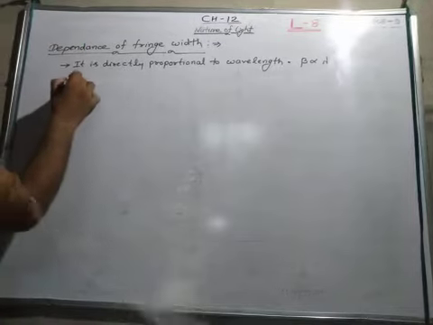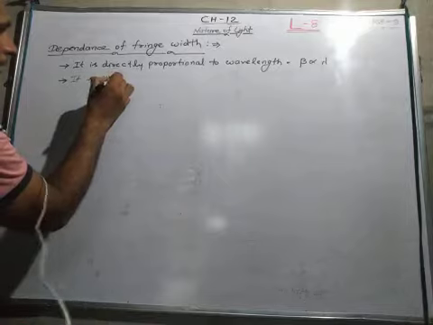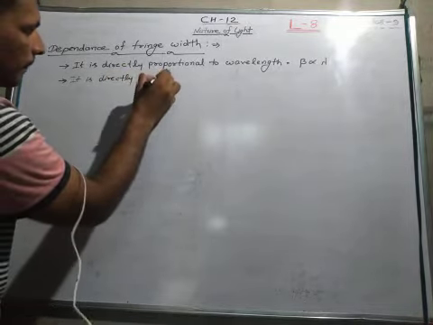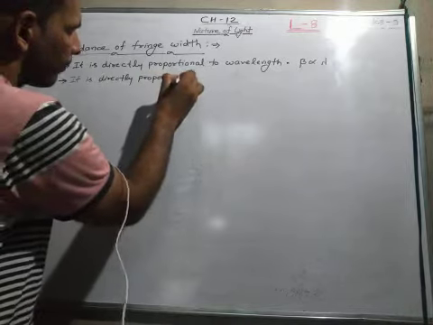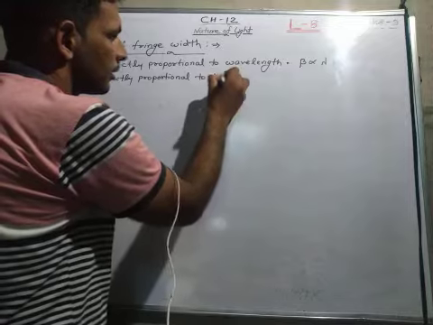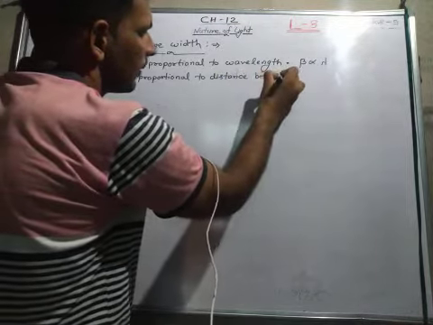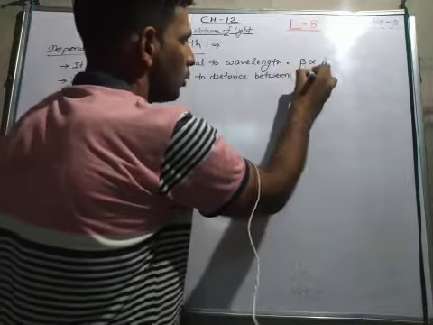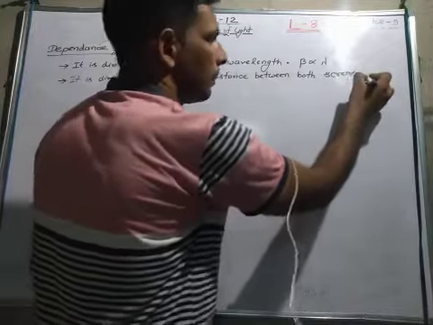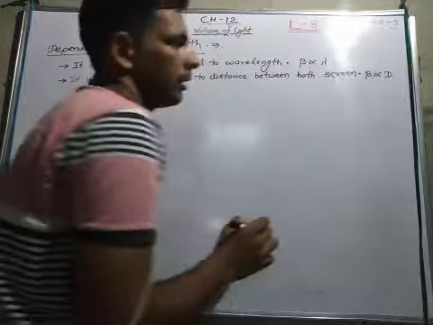Okay, it is directly proportional to the distance between both screens, meaning beta is proportional to capital D.